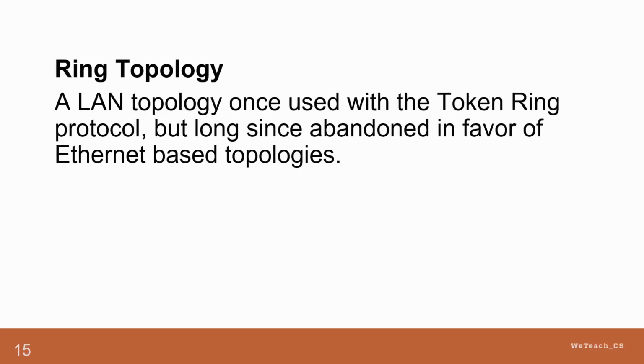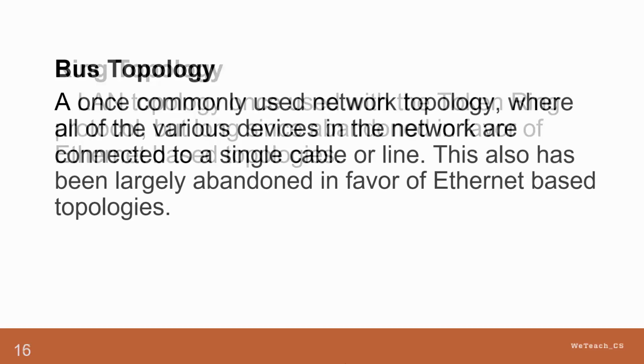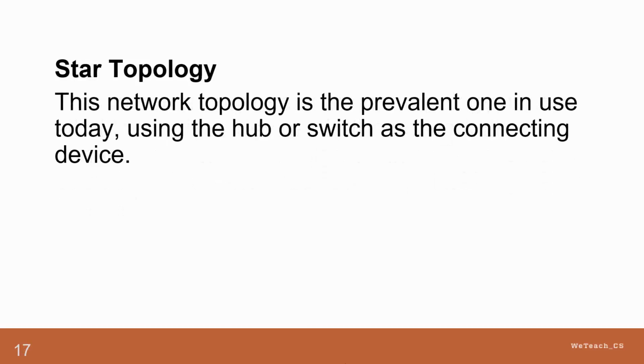There are 3 common topologies that have been used over the years. The ring topology was once used when the token ring protocol was popular, but was phased out in time in favor of Ethernet. The bus topology was another, older way to connect devices, with a single cable linking all of the nodes together. The star topology is commonly used today, with the hub or switch as the main device that serves as the center of the star.